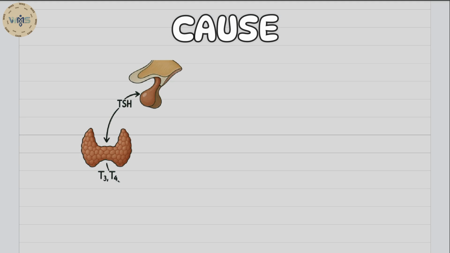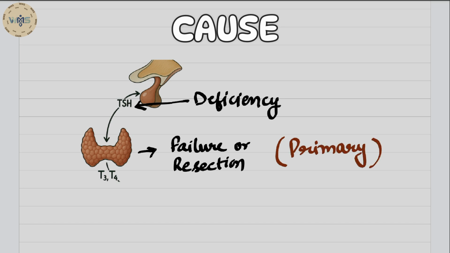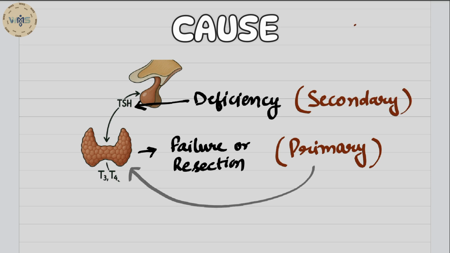etc. And now the cause, as we discussed earlier, hypothyroidism may be due to the failure or resection of the thyroid gland itself, or it can be due to the deficiency of pituitary TSH. If the hypothyroidism is due to the failure or resection of the thyroid gland itself, this condition is what we call primary hypothyroidism. And if the hypothyroidism is due to the deficiency of the pituitary TSH, then we term it secondary hypothyroidism. So the primary hypothyroidism is due to the intrinsic disorder of the thyroid gland.